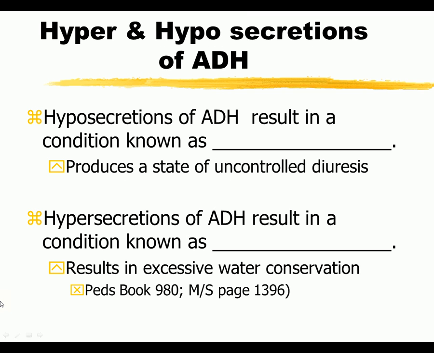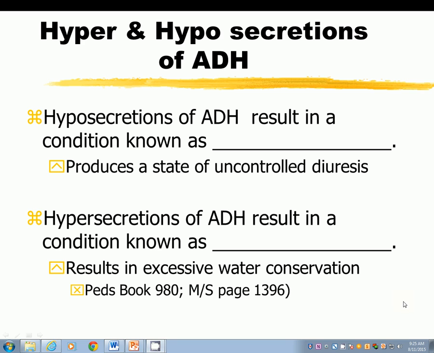Hypo and hypersecretions of ADH. Hyposecretions of ADH result in a condition known as diabetes insipidus. Because of that, we have uncontrolled diuresis. And we talked about that earlier being one of the side effects of a transsphenoidal hypophysectomy.